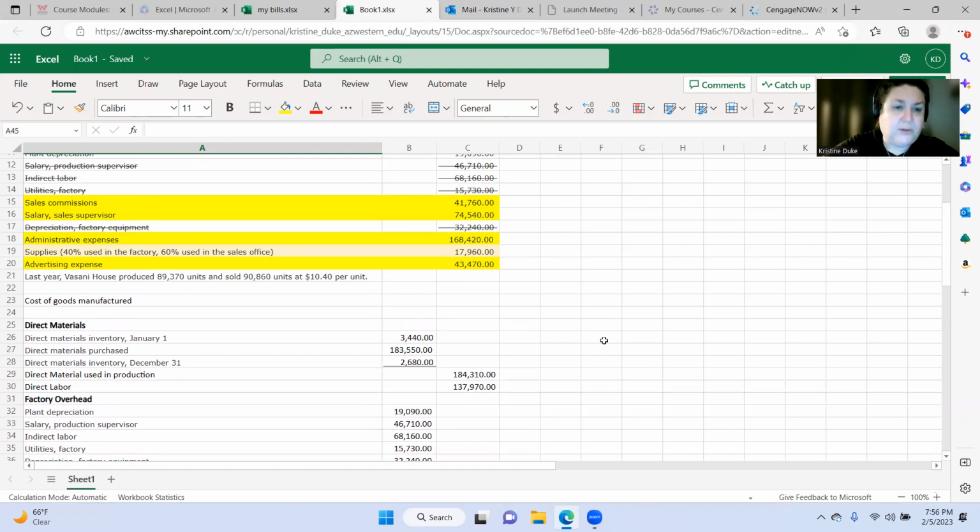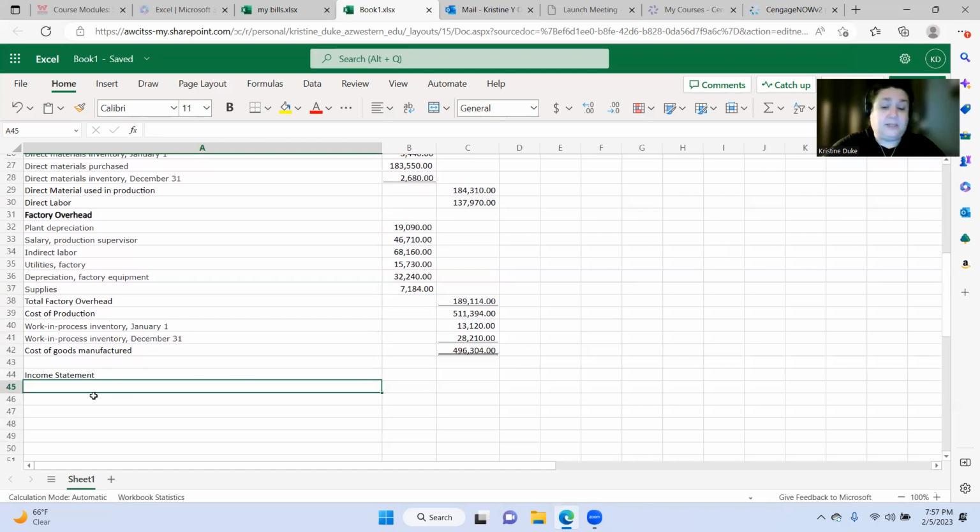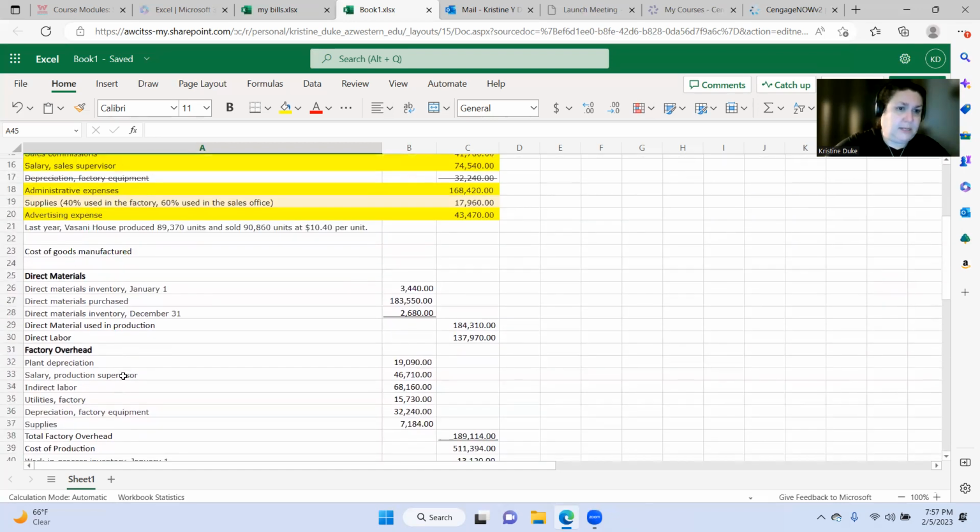So we produced 89,370 units and sold 9,860 units at $1,040 per unit. Okay, first thing off the bat with an income statement, we're going to go with our sales. So did I drop it? Yep, I did.